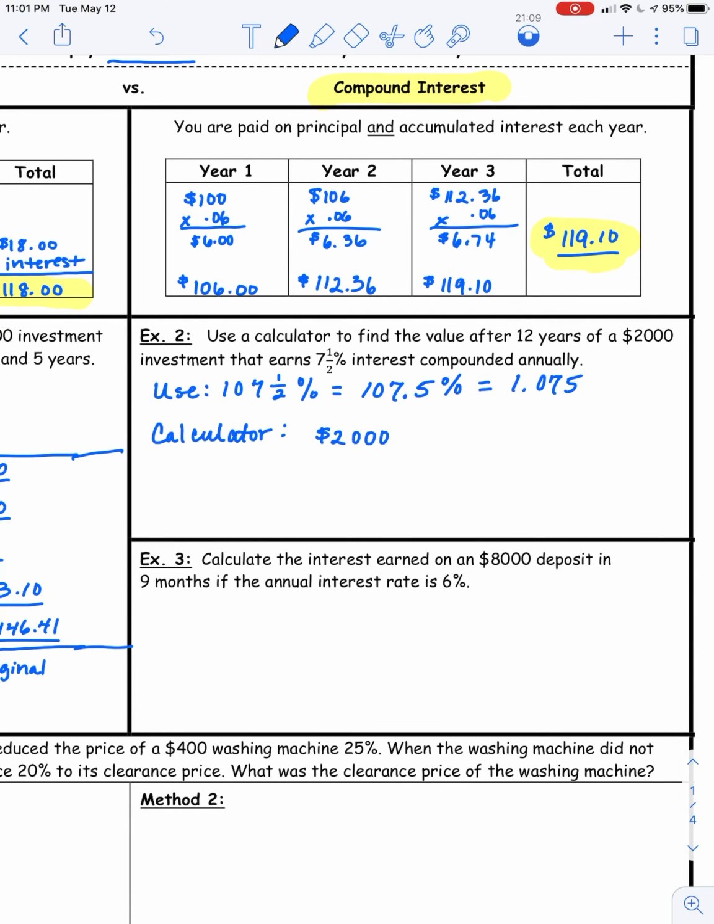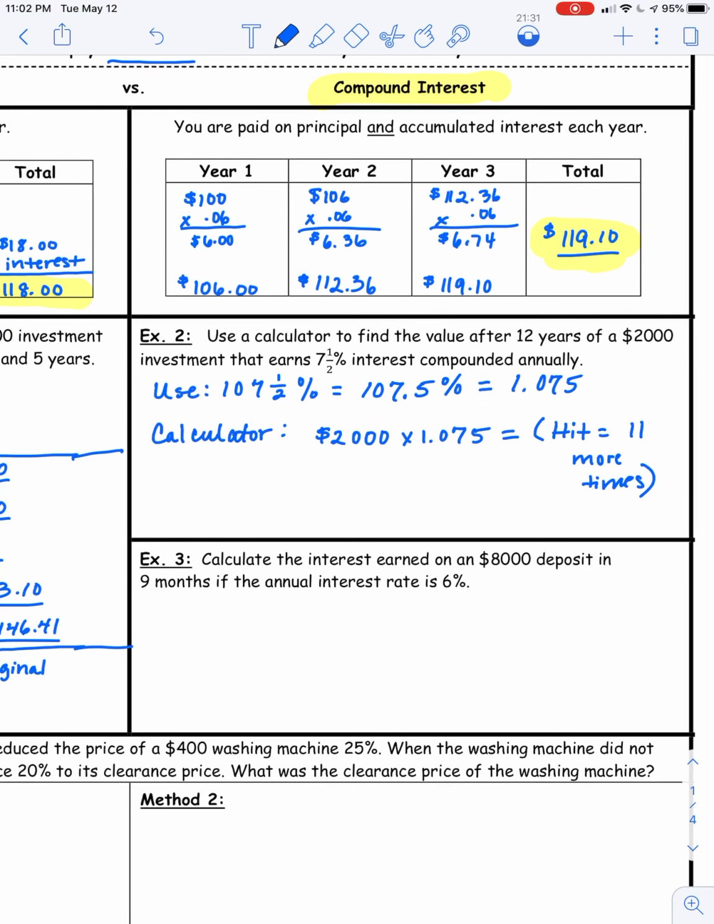You're going to put in $2,000 times 1.075 equals, but you're going to hit, and I'm going to put in parentheses here, you're going to hit the equal sign 11 more times. And let's see what you get.